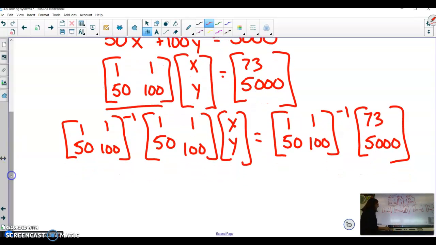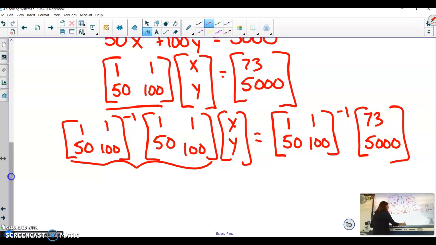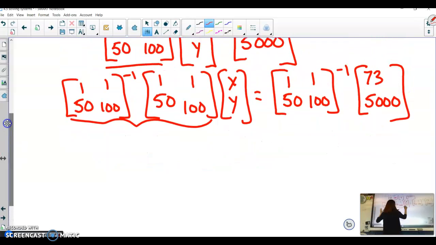Now, on the left-hand side, when I multiply a matrix by its inverse, it's kind of like multiplying 5 times a fifth. Those are inverses of each other, so I just get 1. So here, what I end up with is the identity matrix, which is basically the matrix form of a 1. So on the left side, I just get x, y.